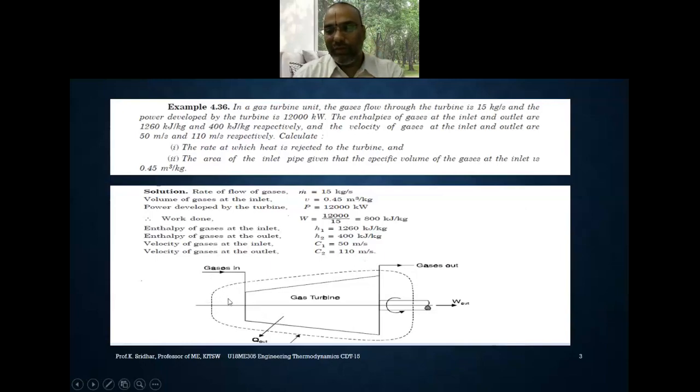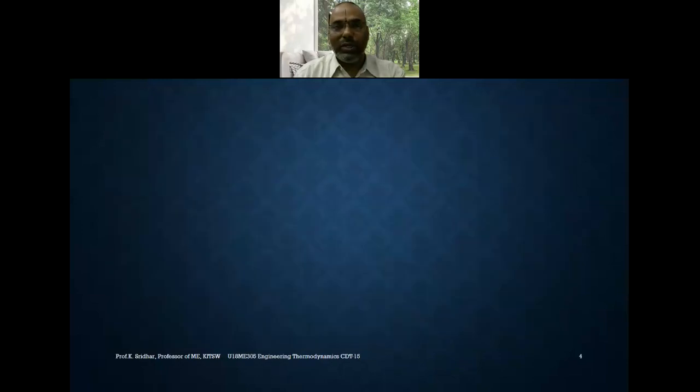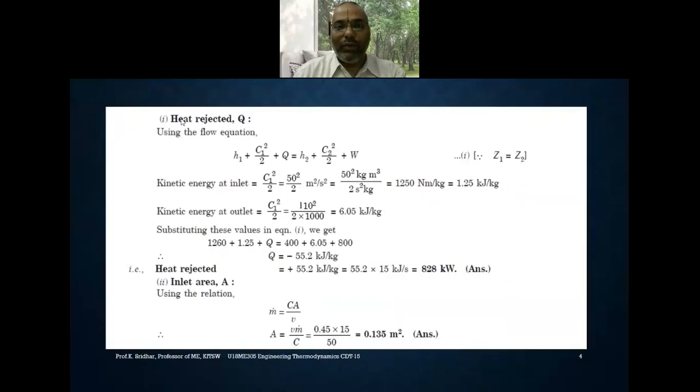All these things can be calculated very comfortably from the steady flow energy equation. How can you say it is a steady flow energy equation problem? Because it is a gas turbine, and a gas turbine is an example of an open system. That is why we have to apply the steady flow energy equation. So now let us go to the steady flow energy equation. Here the C1 value as well as the C2 value are already given. The units are very important, so substitute all the values.